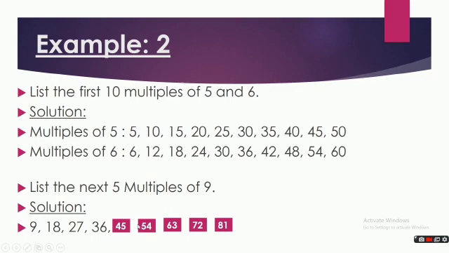9 5s are 45. Then it's 54. Then it's 63. Then it's 72 and 81. So the next 5 multiples of 9 after 36 are 45, 54, 63, 72 and 81.